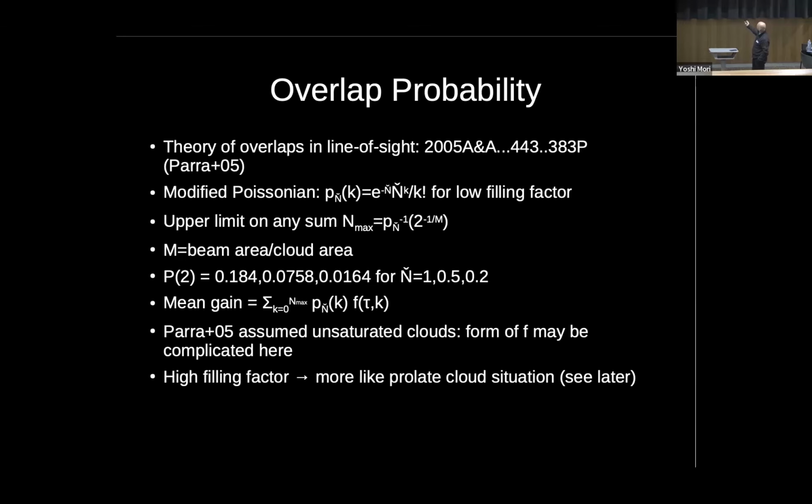So for the theory of the overlap, I've used something that was done for megamasers, in fact, but it gives a Poissonian probability if the filling factor is low. It has a modified upper limit for the number of objects, and the probabilities of getting two clouds in your line of sight for means of 1, 0.5 and 0.2, which is probably about the right range, come out to be 0.18, 0.07, 0.016. So not all that common.